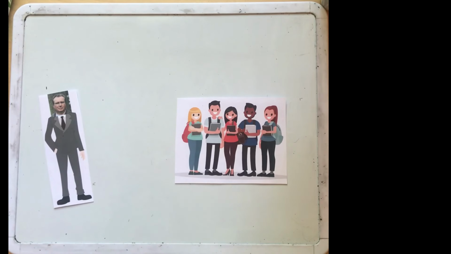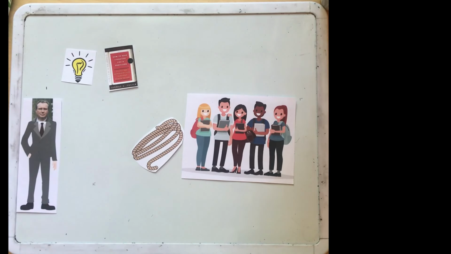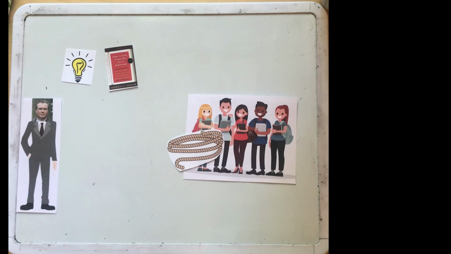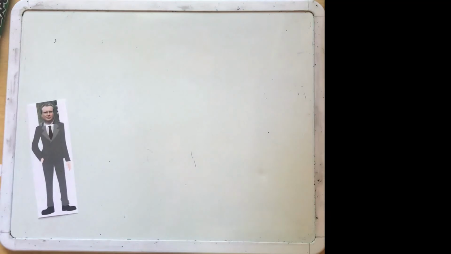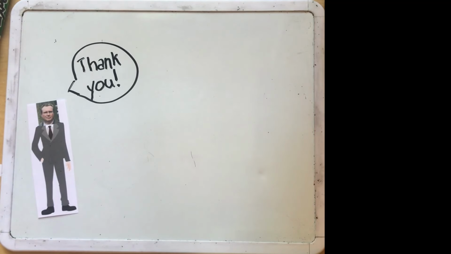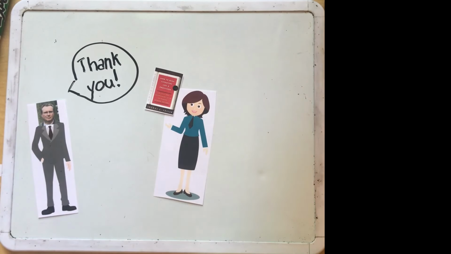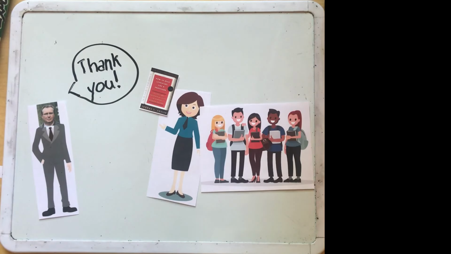Foster shares how students at the college he teaches at have been an inspiration for the book. He has learned from them that it is best to show readers the ropes of literary analysis and then stand aside. He then states the purpose of the book, explaining, "The book is about figurative meaning and the way meaning deflects from one object or action or event at the surface level to something else on another." He finishes by thanking high school teachers who have assigned his books in classes and young people for showing engagement in literature.